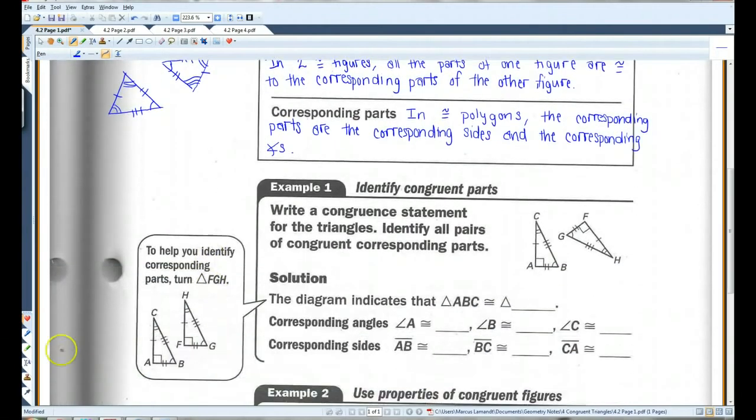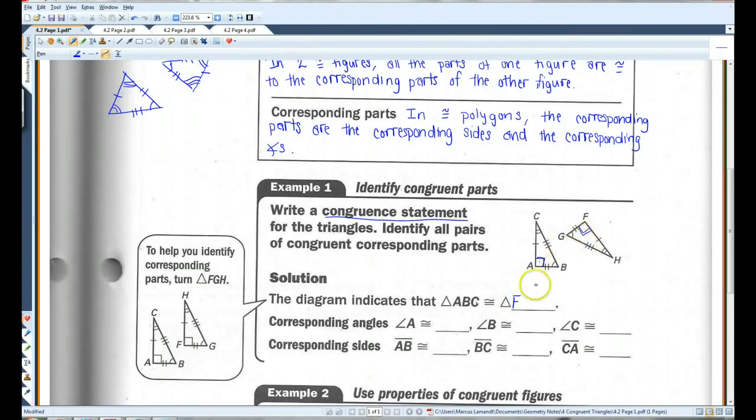Alright. So, for example, write a congruence statement for the triangles. Identify all parts of congruent corresponding parts. Okay, when you are writing congruence statements, it's very important that you correctly order the letters. So, for example, in this case, we have triangle ABC. Notice that A comes first, B comes second, C comes third. A is the right angle. It corresponds with the other right angle in the triangle. Yep. This one. So because A comes first and it's a right angle, in the other triangle, F has to come first because that's also the right angle.